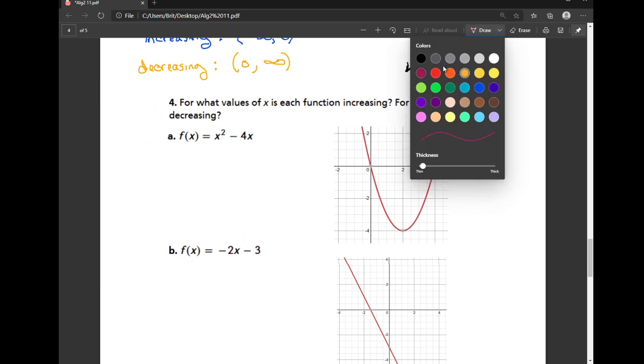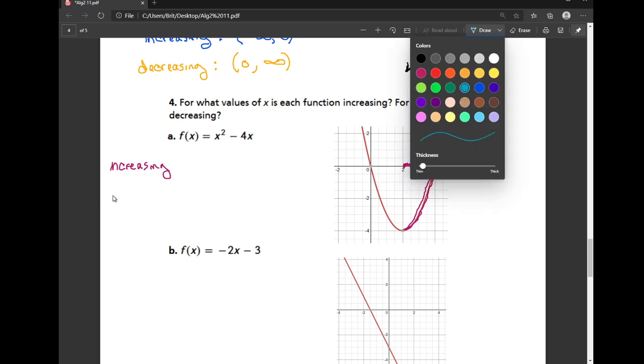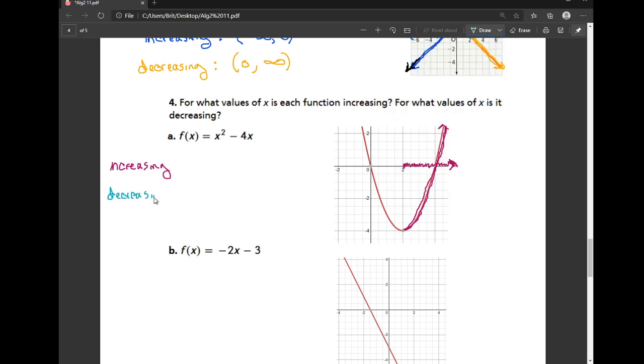Alright, so now we're looking at, again, the increasing and the decreasing. Part A here has a parabola. As I look from left to right, it's going uphill on this red interval. That's my increasing interval. If I were to shade my x-axis for everything on this red section, it would be right there. For my decreasing interval, I'm going to use this teal color. As I go from left to right, I'm falling down all the way over here.